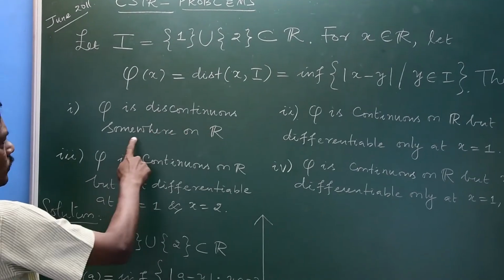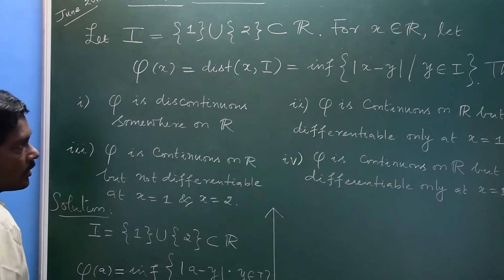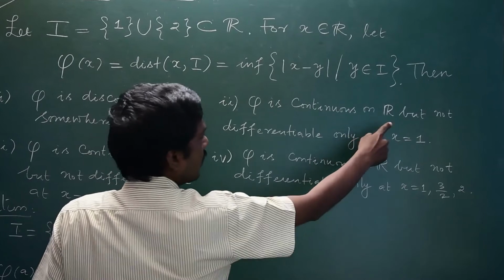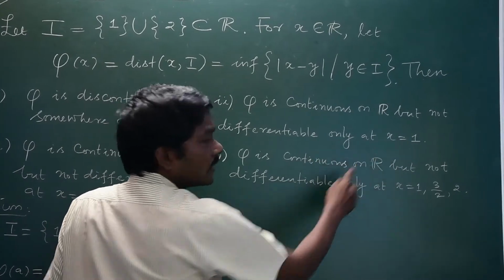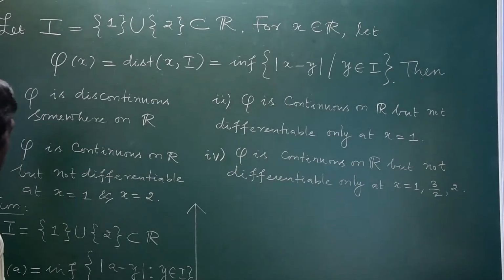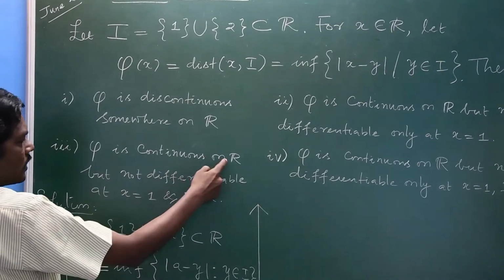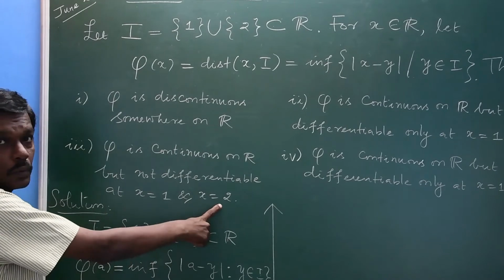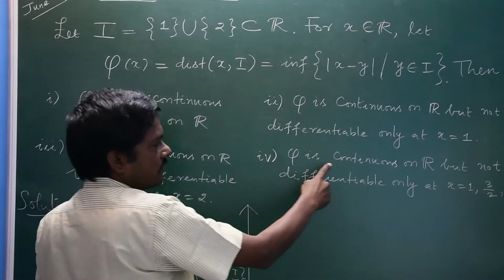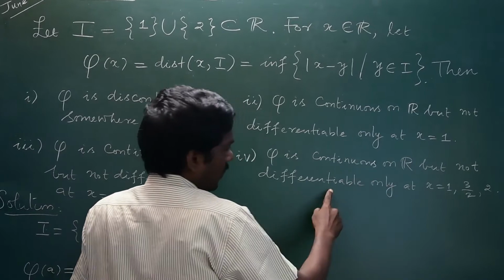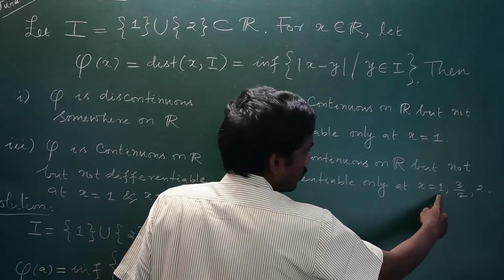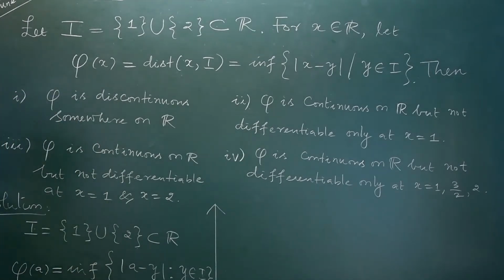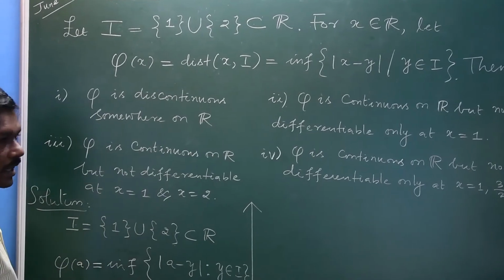Phi is discontinuous somewhere on R. The second option is phi is continuous on R but not differentiable only at x equal to 1. The third option is phi is continuous on R but not differentiable at x equal to 1 and 2. The fourth option is phi is continuous on R but not differentiable only at x equal to 1, 3 by 2, 2. Now let us try to find the correct option.